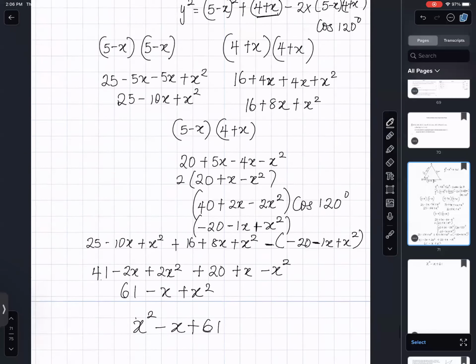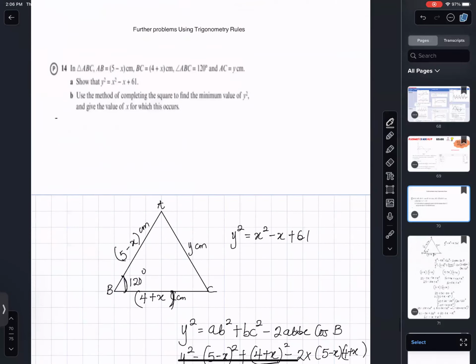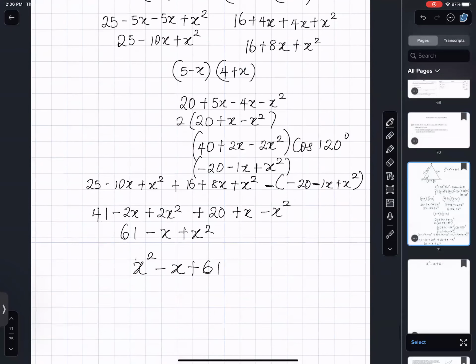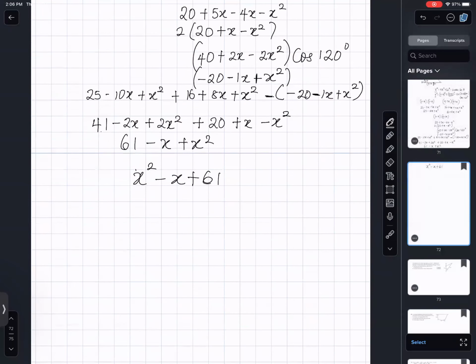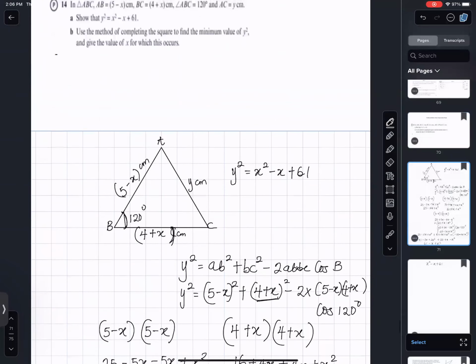So we have proven what we set out to prove, showing that y squared equals what? x squared minus x plus 61. I hope you got that. So part B of the question says you should use the method of completing the square to find the minimum value of y squared and give the value of x for which this occurs.